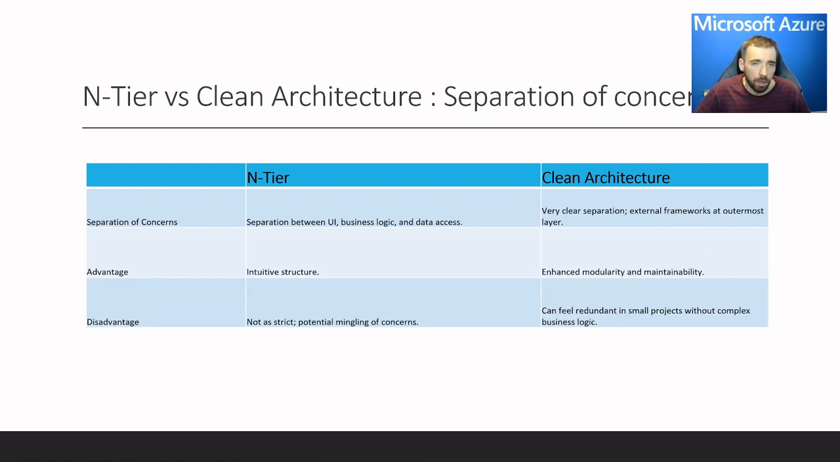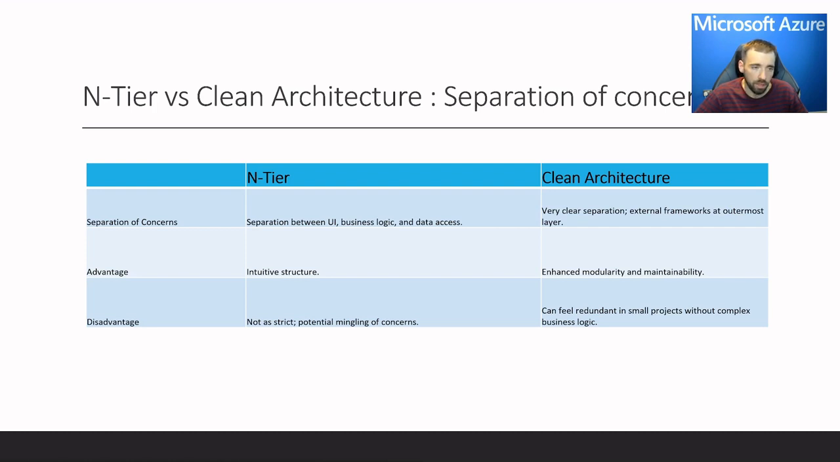So then we have the separation of concerns, and with N-tier, the separation between UI, business logic and data access with those 3 separate tiers. Clean architecture, we've got very clear separation. External frameworks are at the outermost layer, so those UI and the infrastructure layers. And the advantage of an N-tier in this scenario is it follows an intuitive structure. So it's simple in the way that we've got presentation, business, and data. That is intuitive in that structure.